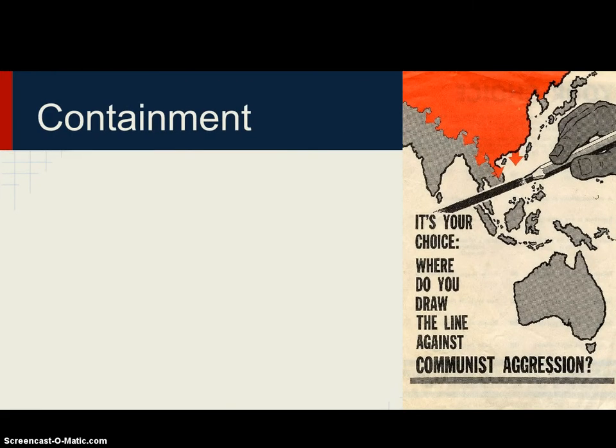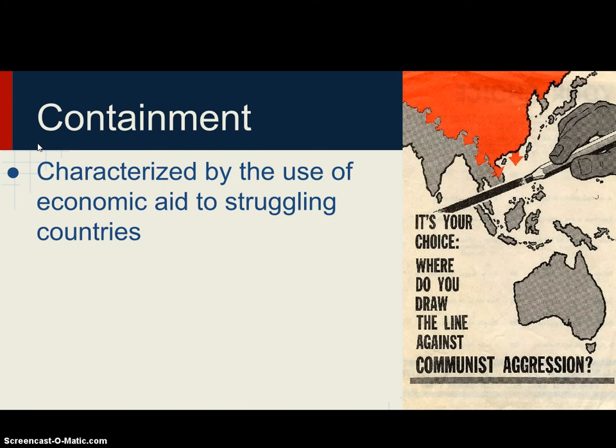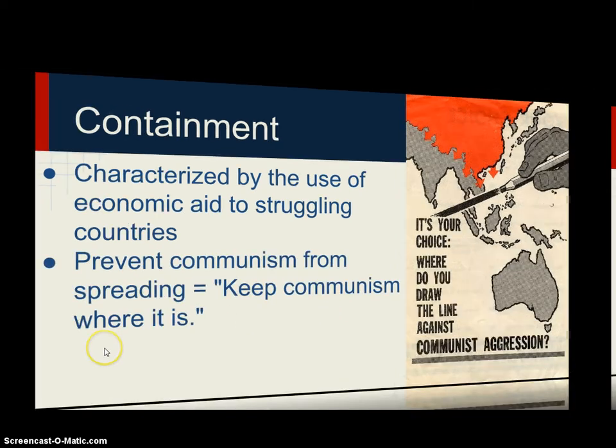The next foreign policy is containment. Now here's an easy way of remembering it. Look at the beginning: contain. It starts with a C. Communism starts with a C. We're trying to contain it or keep it from spreading, using money to keep communism exactly where it is. If we can bolster those struggling countries, communism won't be able to spread there. So there's our quote: keep communism where it is.